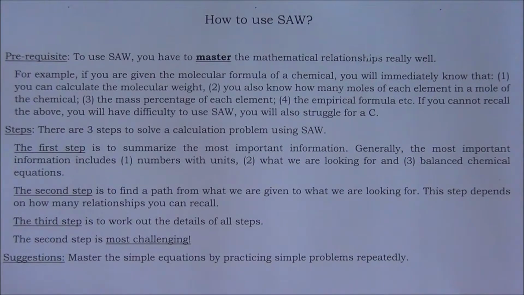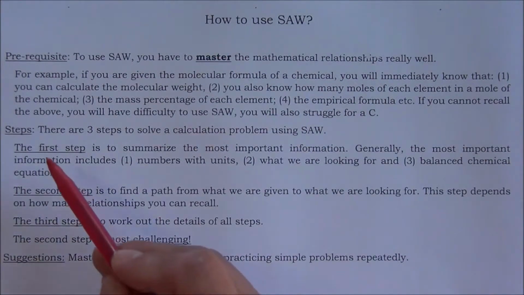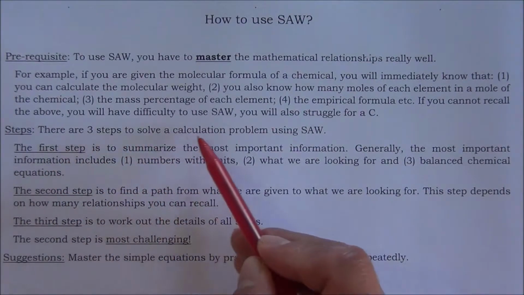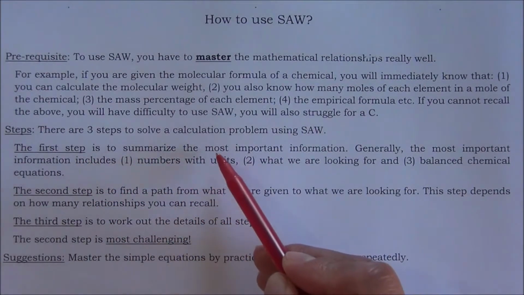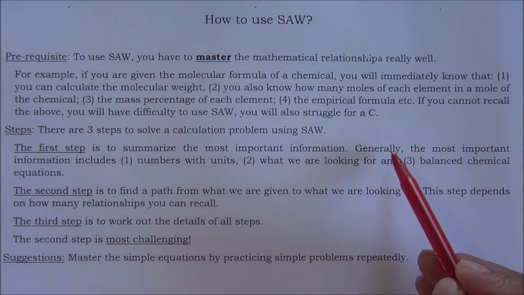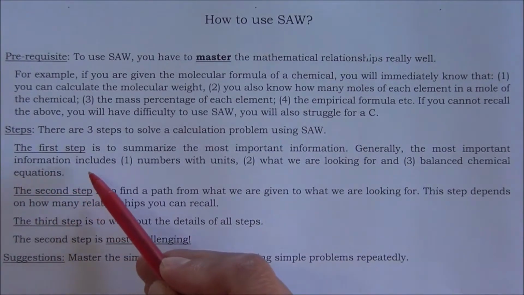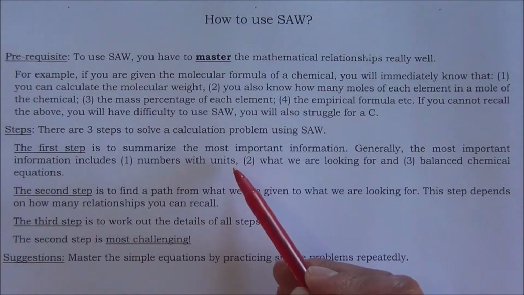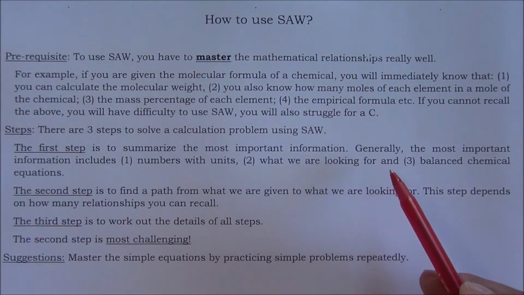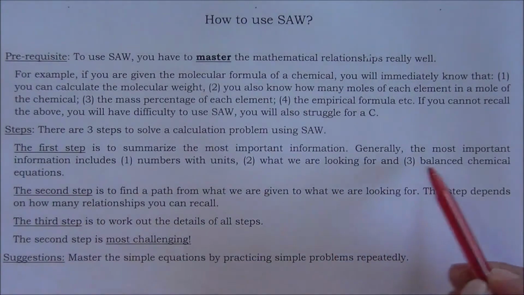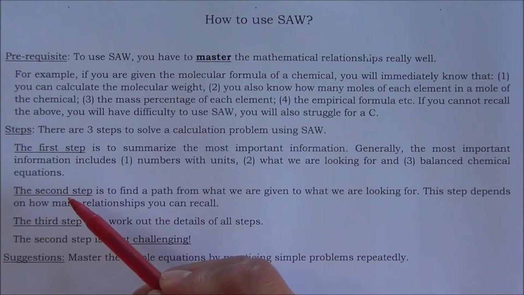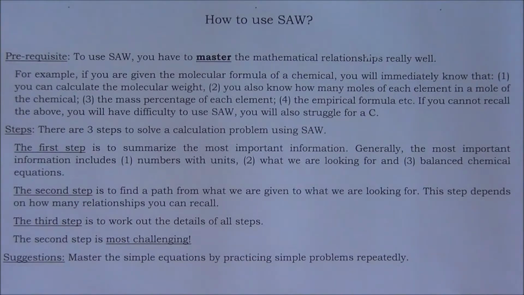Now let me explain the steps to use SAW. There are 3 steps to solve a calculation problem using SAW. The first step is to summarize the most important information. Generally, the most important information includes numbers with units, what we are looking for, and balanced chemical equations. But I want to let you know, not every problem will have balanced chemical equations. Therefore, for some problems, the summary only includes 2 different kinds of information.